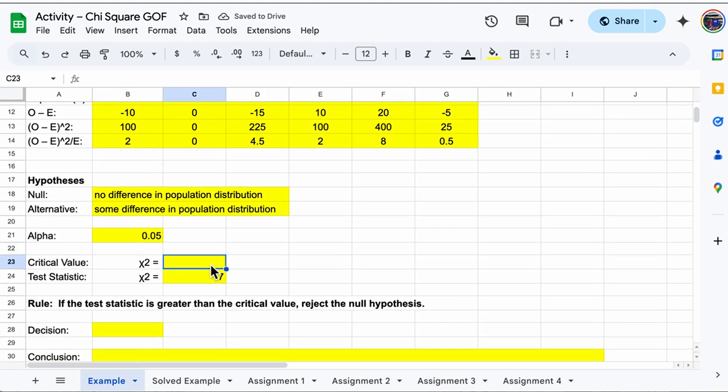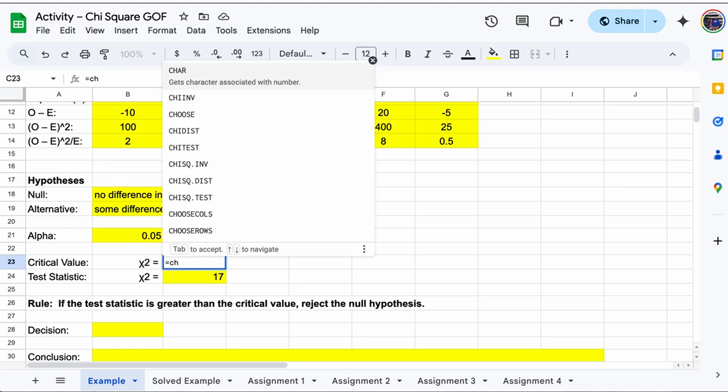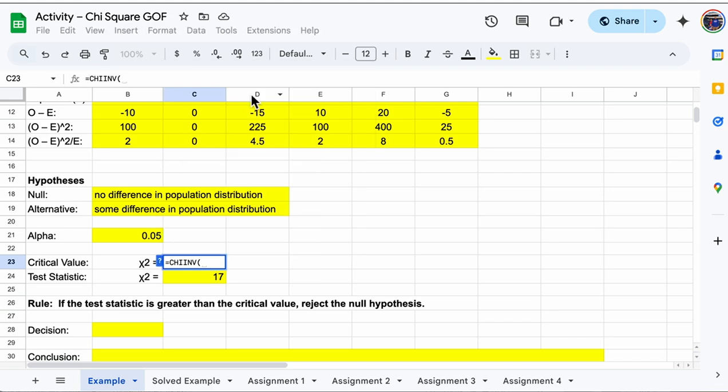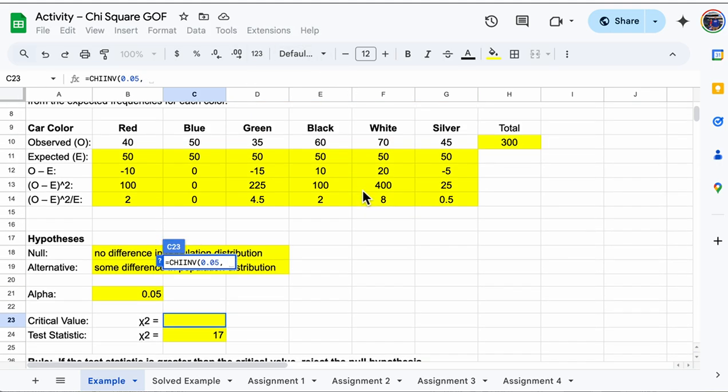The critical value, so we get this by selecting equals, and we're going to start typing in chi. You'll see an option for chi inverse, right-tailed chi-squared distribution. All right, we're going to put in the alpha value, 0.05, and the degrees of freedom, however many categories you have, subtract 1 from that, and that's your degrees of freedom.